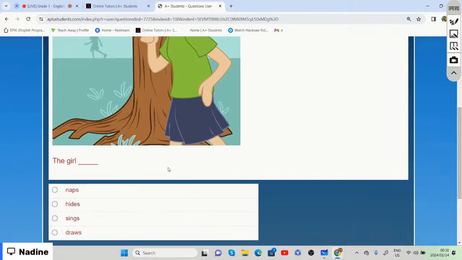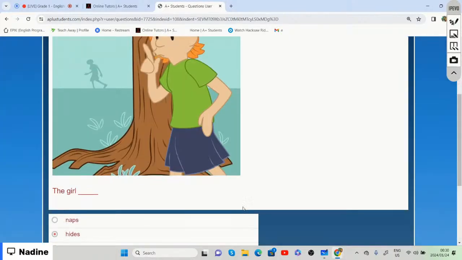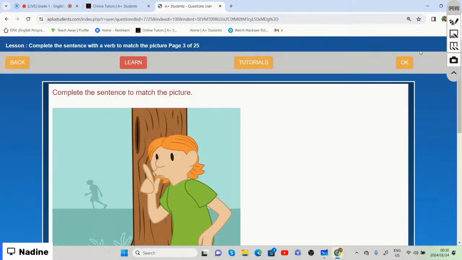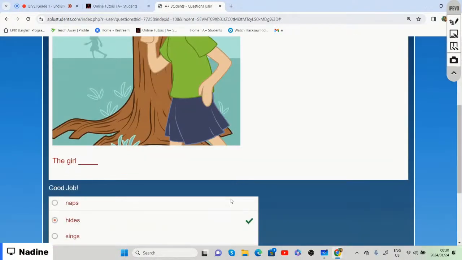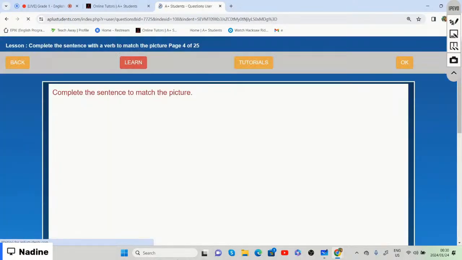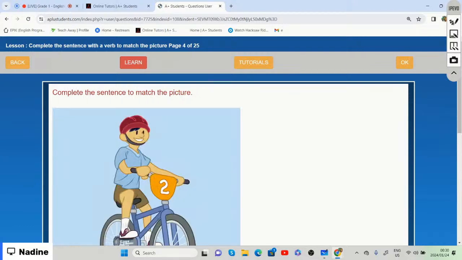All right, so if we choose the correct thing that shows what the girl is doing, then we can say she hides, or the girl hides. And hides is correct, which means that she's playing hide and seek with someone.